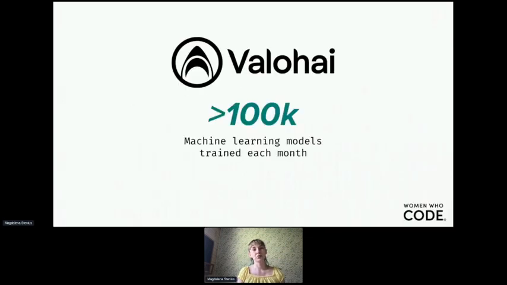A little bit about why I started working with this topic. I work for a company called Valohai. We are a machine learning operations platform, and every month, there are more than 100,000 machine learning models trained on our platform. We are vendoring compute from the major cloud providers as well as supporting customers on premises. Our cloud providers include AWS, Microsoft Azure, and Google Cloud.